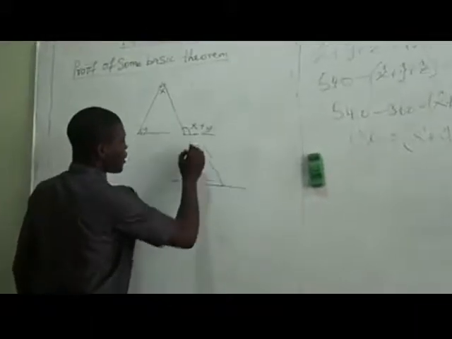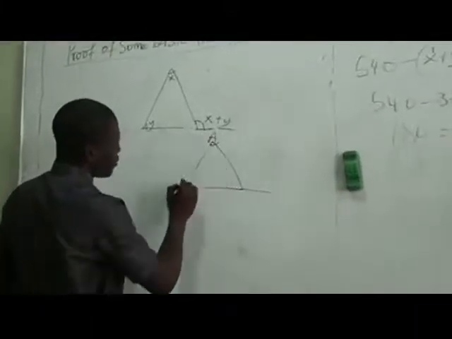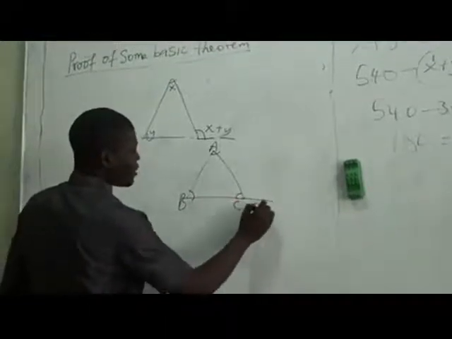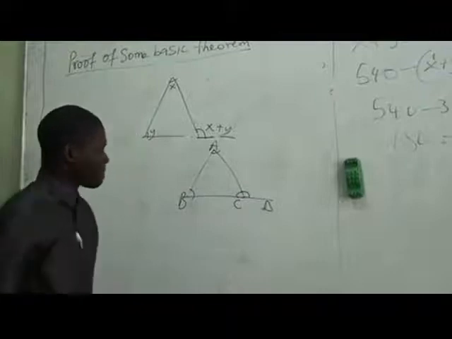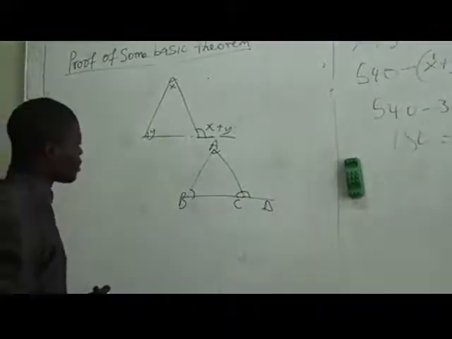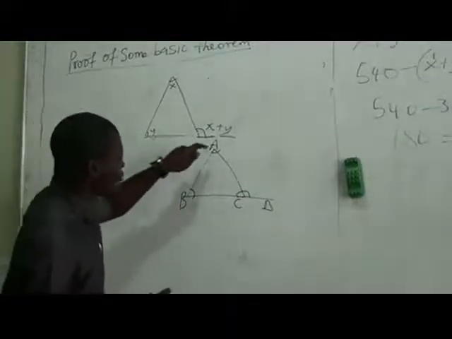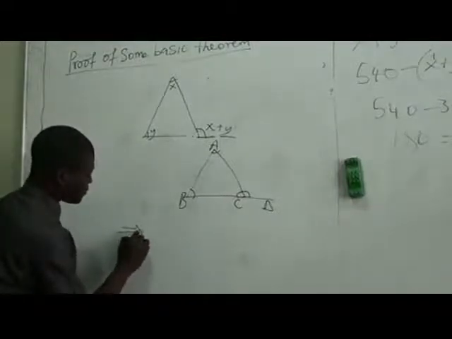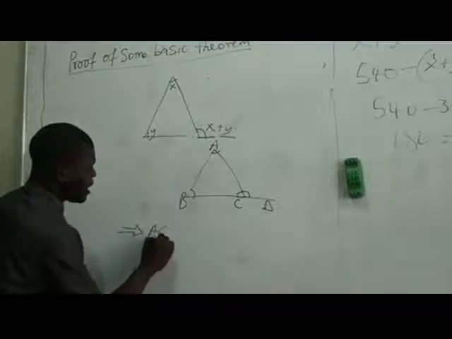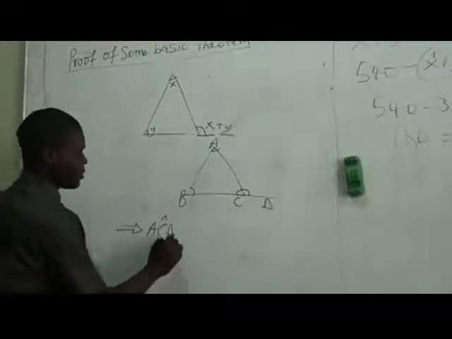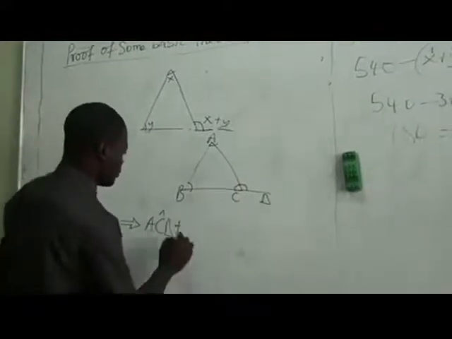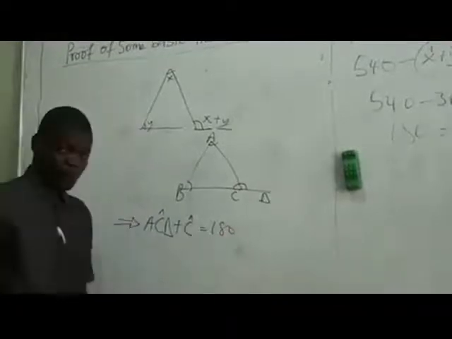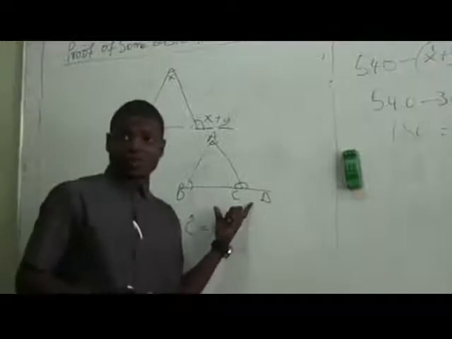Proving it, recall that here we have A, here we have B, here we have C. Let us call this place D. Now see, you can notice that angle ACD plus this very one, angle C, is equal to 180 degrees. Hope you know the sum of angles on a straight line is 180 degrees.